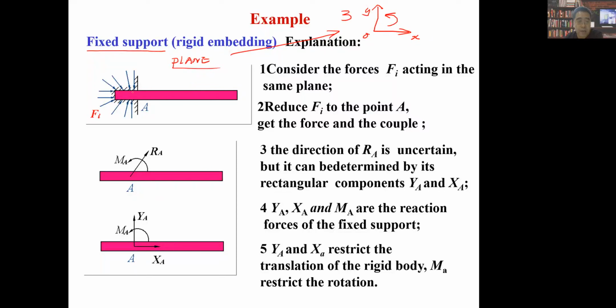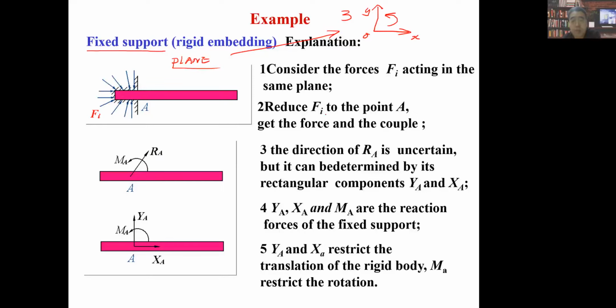Then we can think that if it is fixed into a wall, there are a lot of forces trying to prevent this bar from moving in some manner, right? So we can use the reduction method, reducing this whole force system to point A. Then finally, we will get a principal vector RA and the principal moment MA, right?